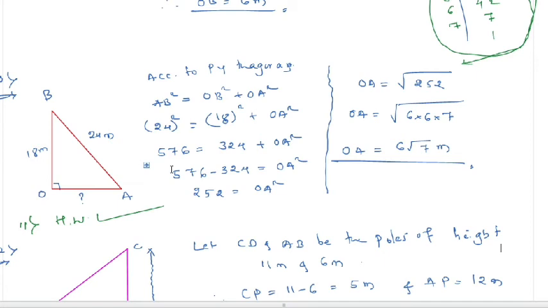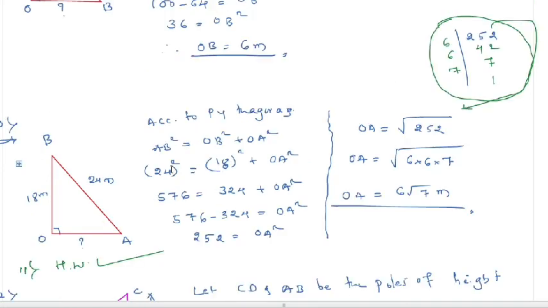So, we can write 252 factors as I have shown here. Factors of 252 are 6 fours are 24, 1 remains, 6 twos are 12, 6 sevens are 42, 7 ones are 7. So OA is equal to square root of 252, which is square root of 6 into 6 into 7. Two 6s are there, consider only one single 6. So OA is 6 root 7 meter.